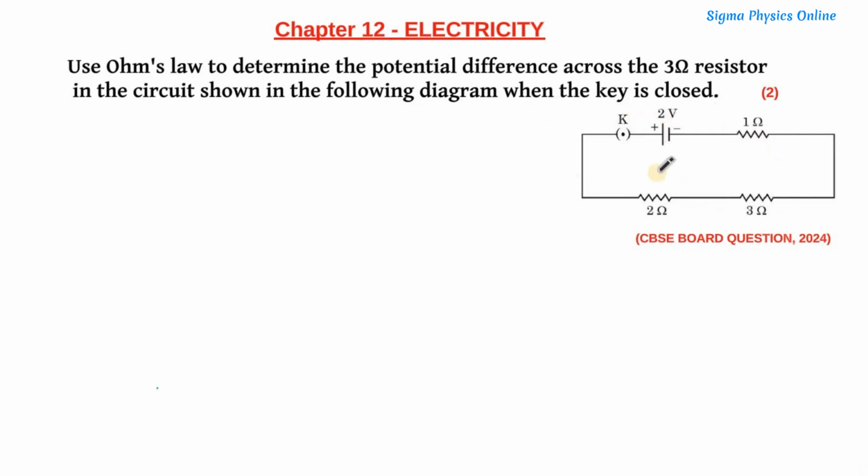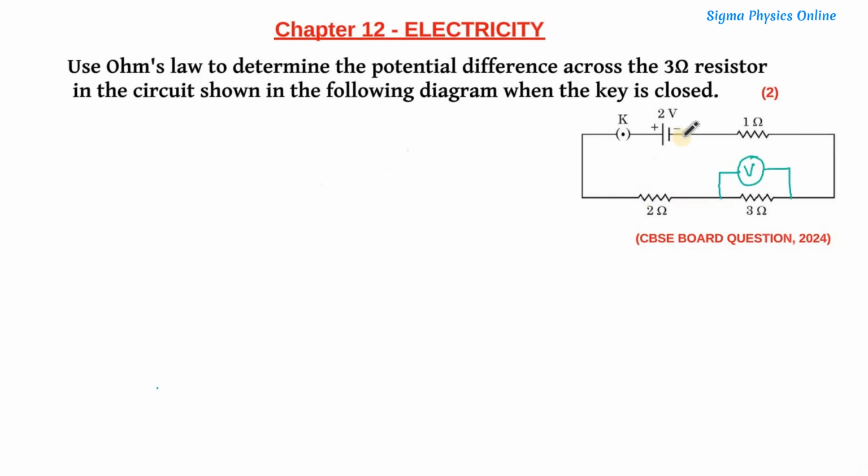So here we have been given a circuit diagram in which there are 3 resistors, 1 ohm, 3 ohm and 2 ohm, which are connected in this circuit, and the potential difference of this circuit is 2 volt, and when the key is pressed, some amount of current flows in this circuit. Now we have to find out the potential difference across this 3 ohm resistor.